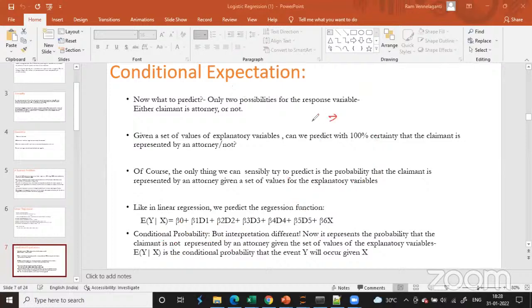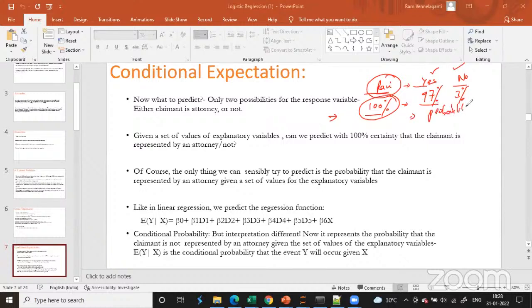If I give you a question, whether it is going to rain tomorrow or not, we cannot say with 100% accuracy. What are you going to do? You are going to say there is a 97% chance of rain tomorrow, and a 3% chance that it is not going to rain. So we have to deal with probabilities here. We cannot say with 100% guarantee that the person is going to consult a lawyer. So we have to work with our probability values.